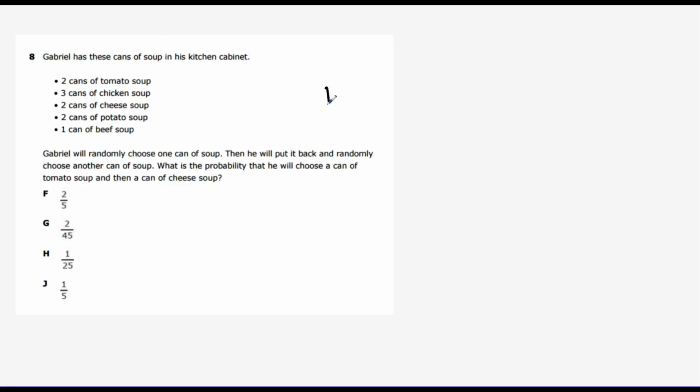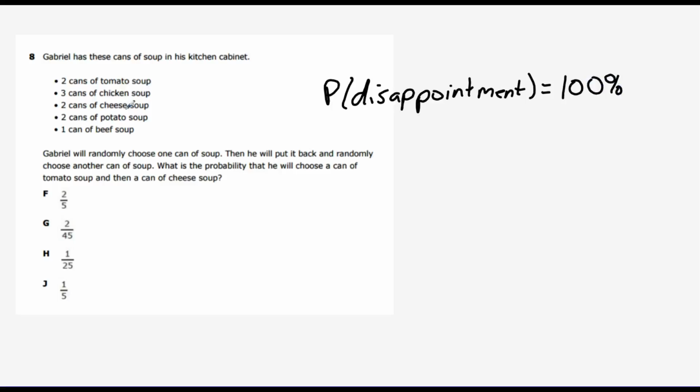On a side note, what is the probability of disappointment in his choices? Disappointment is 100%. These are all terrible. You should not eat any of these. Like, come on, Mom or Dad. Get some better soups going on.